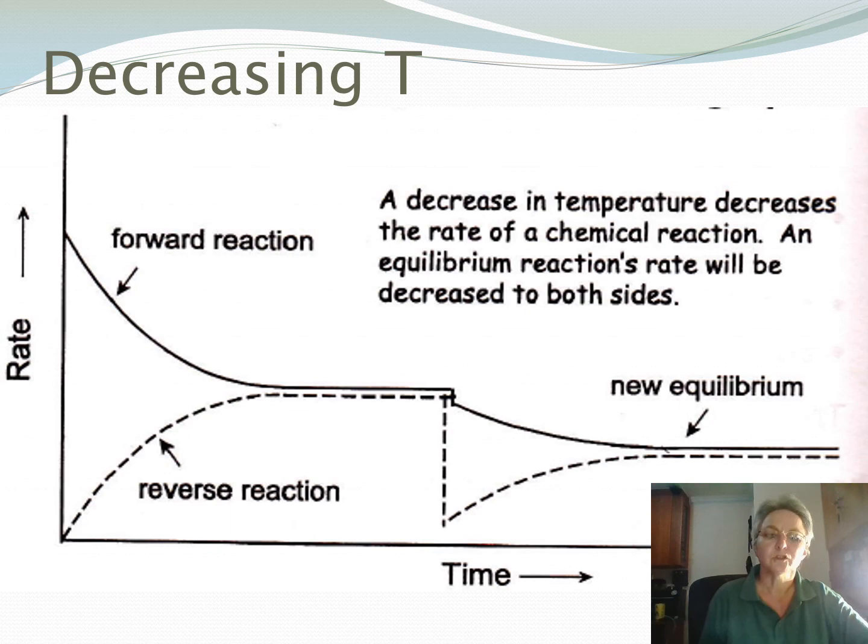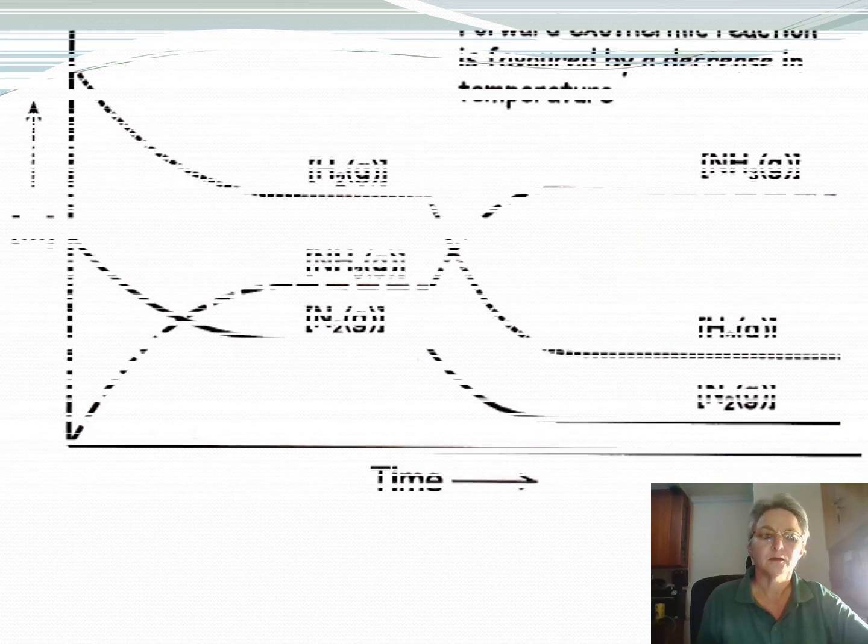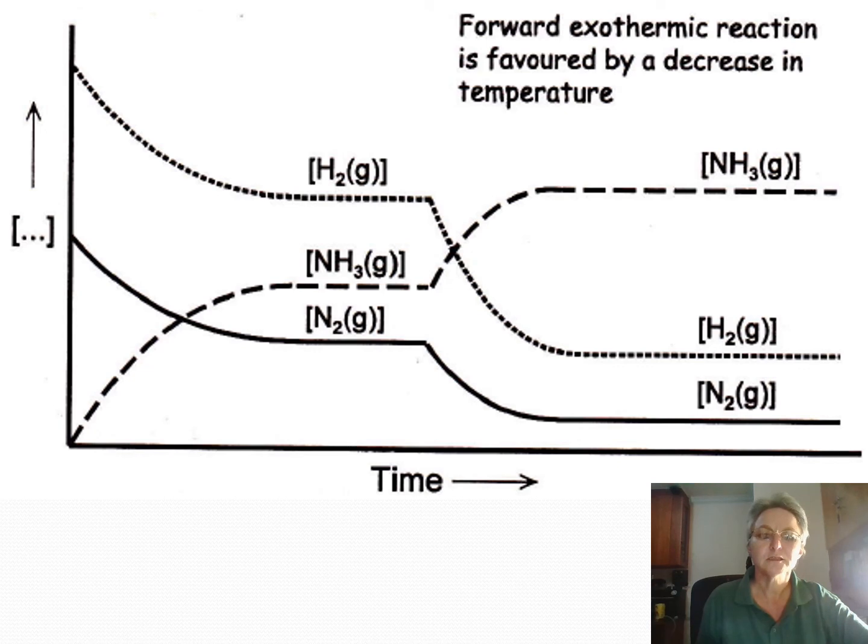Decreasing the temperature will slow down the reaction rates. So both forward and reverse reactions slow down, but the reverse reaction is slowed down more. That's why it drops more, and then it speeds up a little bit to reach new equilibrium. The concentration graph changes like this when the forward reaction is favored by decreasing the temperature. So you see the concentration of hydrogen and nitrogen drops, and the concentration of ammonia increases.